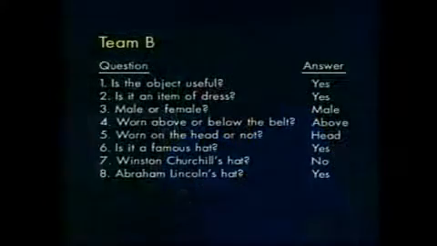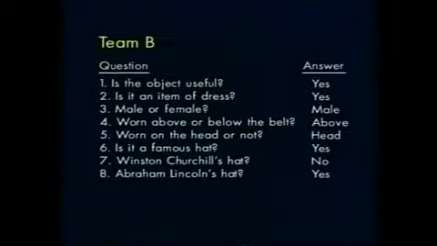What's happening in another room? Same clue. They say, is the object useful? Yes. Is it an item of dress? Yes. Male or female? Male. Worn above or below the belt? Above. Worn on the head or not? On the head. Is it a famous hat? Yes. Is it Winston Churchill's hat? No. Is it Abraham Lincoln's hat? Yes. So they both arrived at the same conclusion, but they both went by quite a different route.